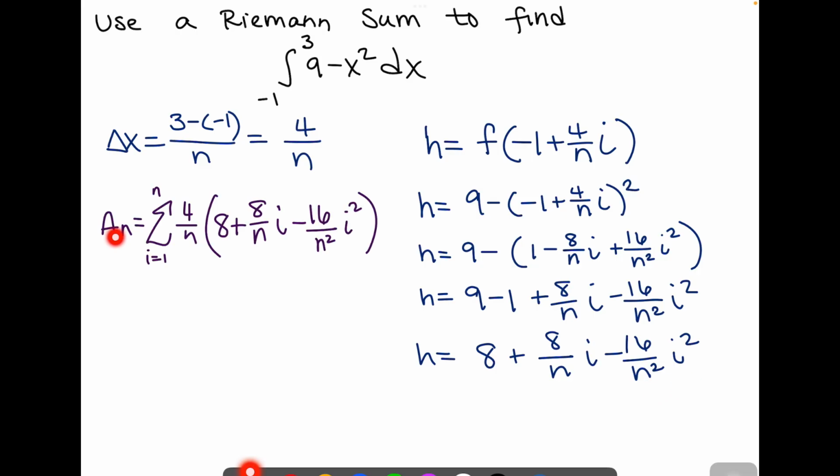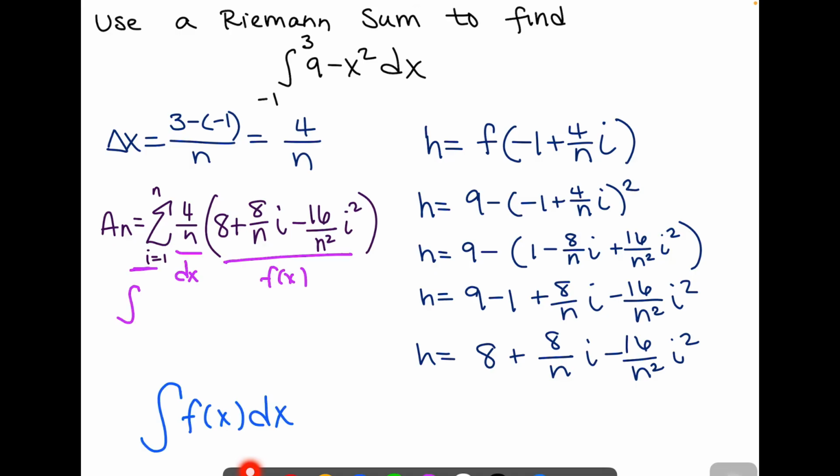All right, so that means the area of n rectangles is going to be the sum from i equals 1 to n, so first rectangle to the nth rectangle, of the width of my rectangles times the height of my rectangles. So 4 over n times (8 plus 8i over n minus 16 i squared over n squared).